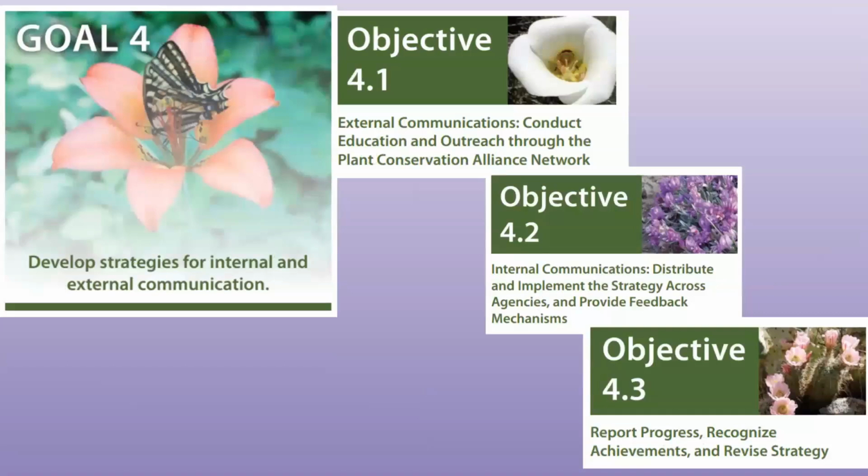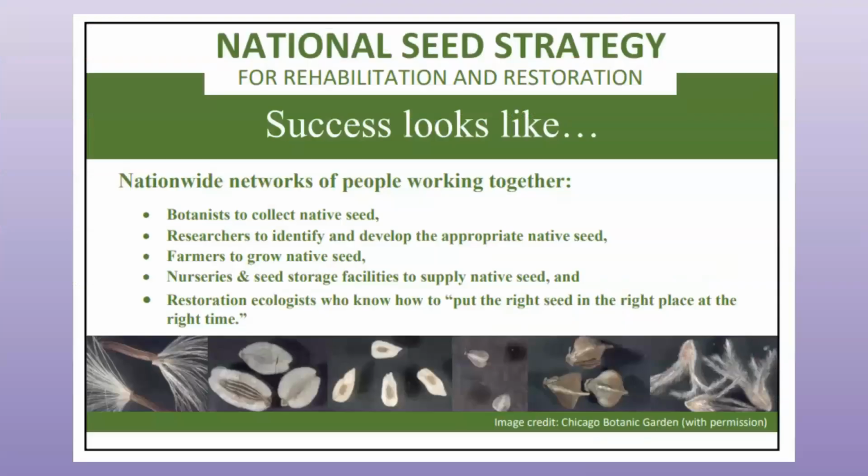And then finally, goal 4 is part of the reason why I'm here talking to you today. CONIPS is a great finder, right? We talk to everybody. Our volunteers volunteer for other organizations. And so weaving the fabric to develop the internal and external communication is a really important part of the national seed strategy. So success looks like people collecting native seed, researchers working on identifying and developing appropriate seeds, farmers to grow seed. This is the biggest gap that we have right now.